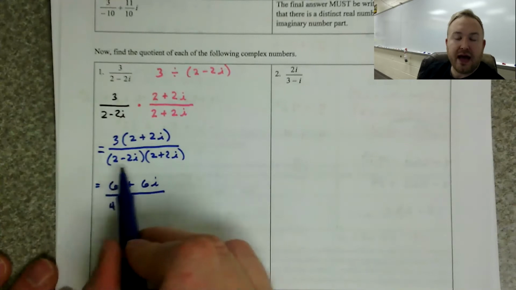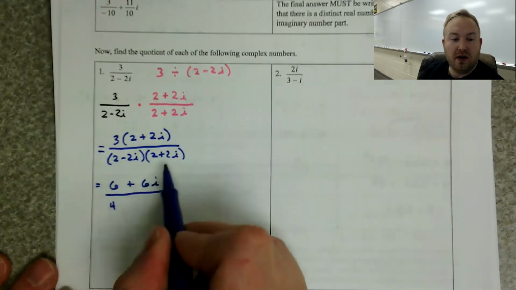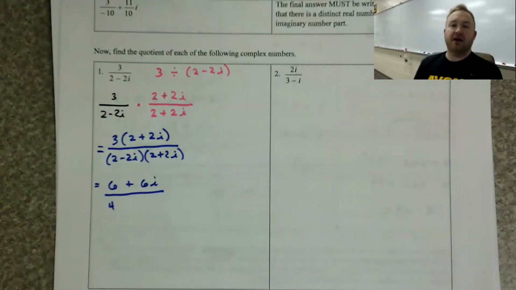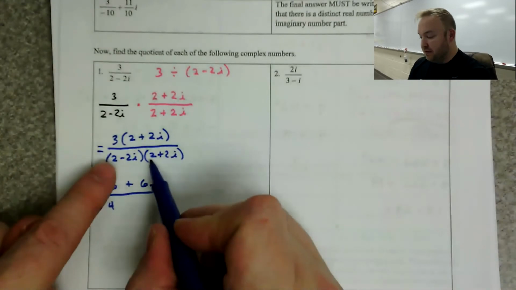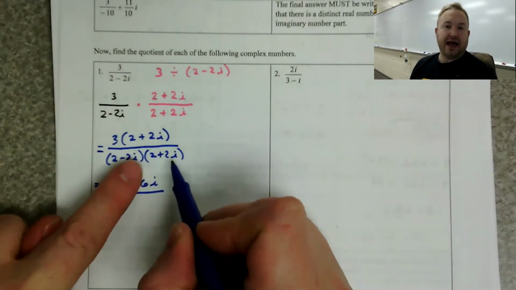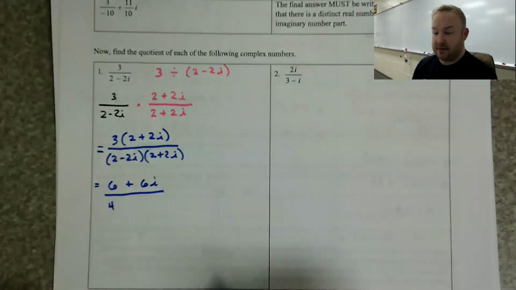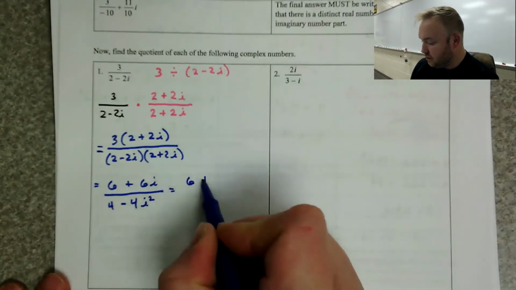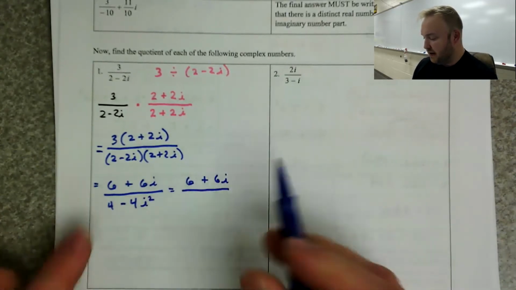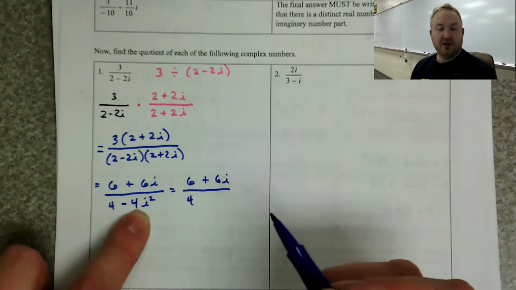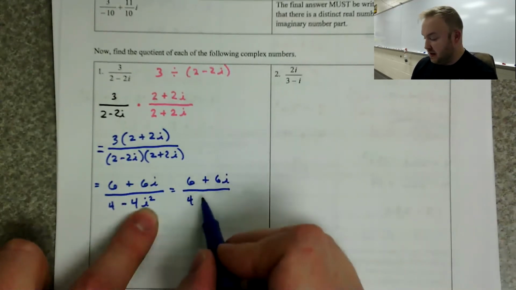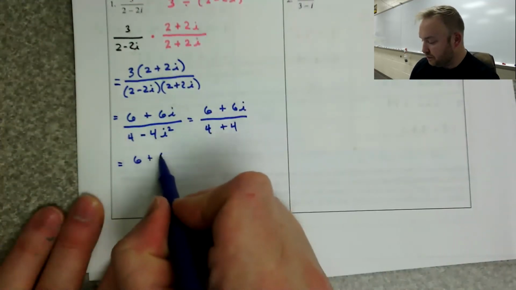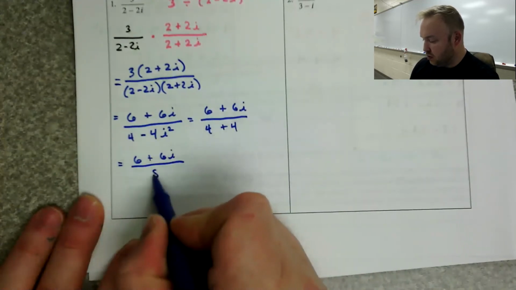Now remember, I know that I've got a difference of squares here, so I don't need to worry about the outer and inner, the O and the I part of the FOIL, because I know they're going to add up to 0 anyways. So I've already done first times first. Now let's do last times last. Negative 2i times positive 2i is negative 4i squared. And let's just continue to simplify. 4 minus 4i squared, well, that's negative 4 times negative 1, which is really just plus 4. And now in my denominator, I have 4 plus 4, which is 8.